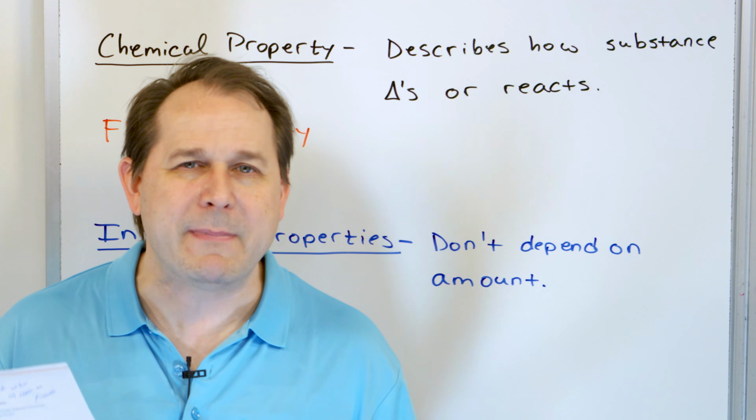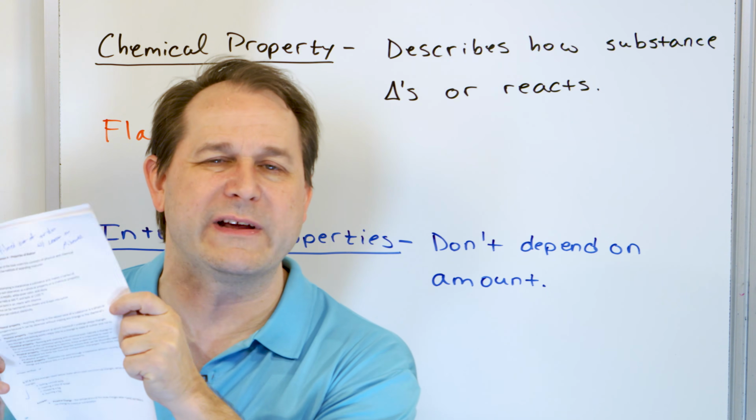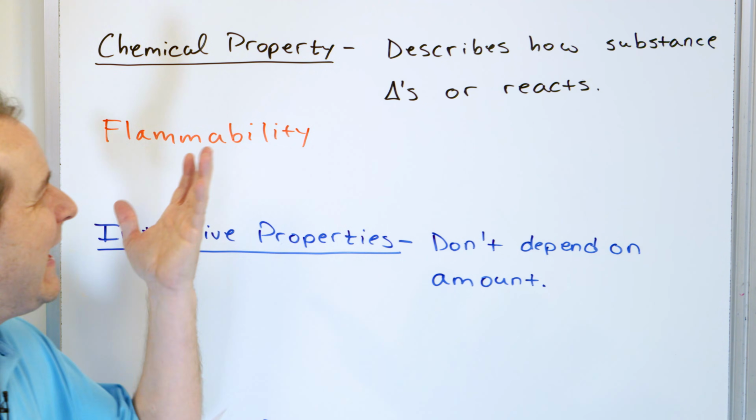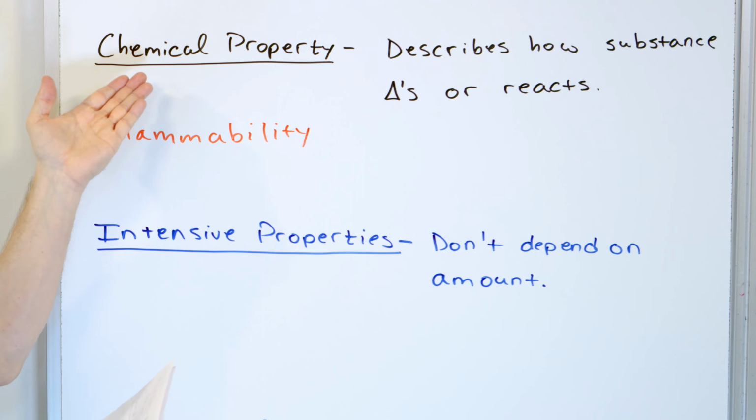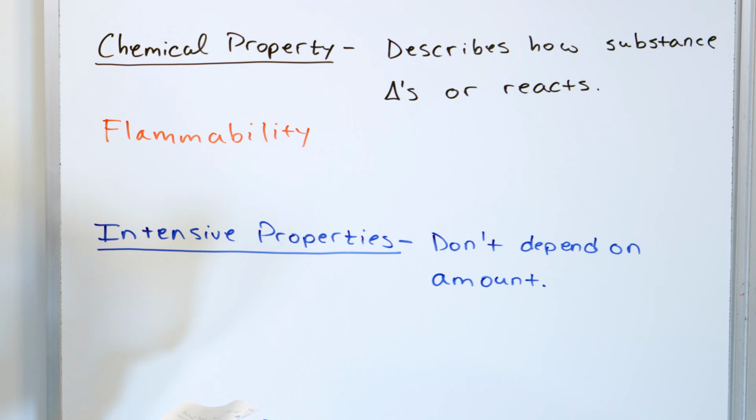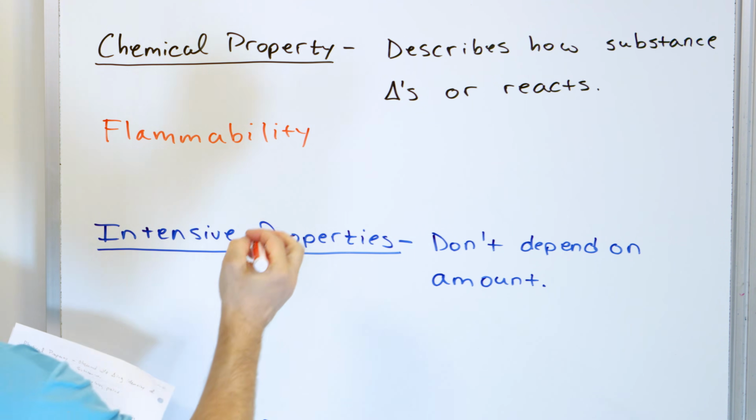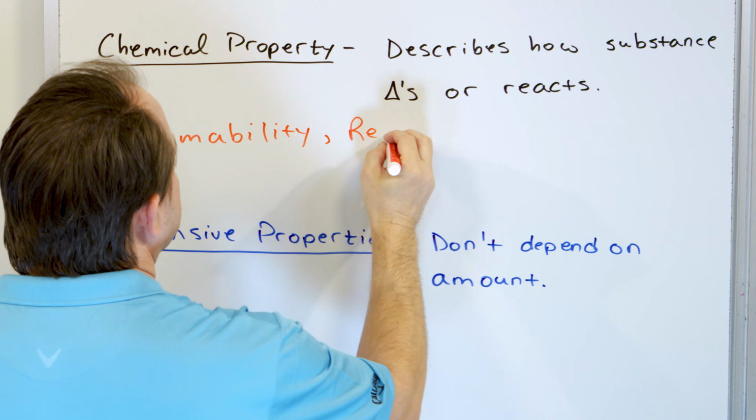So the only way to really measure flammability is to make some sort of chemical change happen. So it can't be a physical property. It has to be some sort of chemical property. Another example beyond flammability would be reactivity.